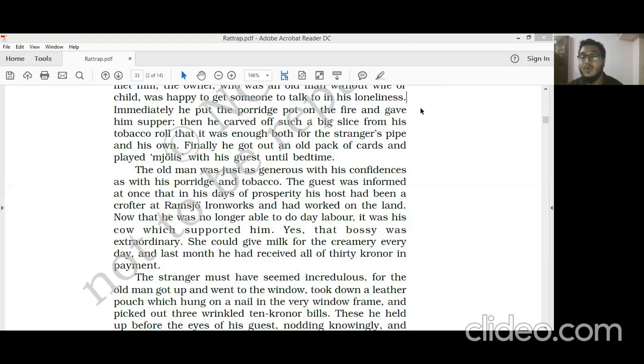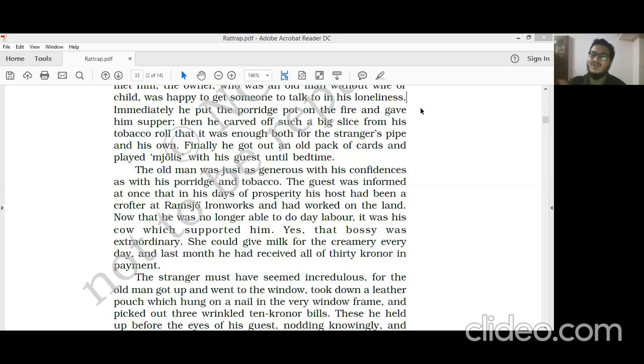So he had worked on the land. Now he was no longer able to do day labor. He has become so old, he cannot work for day labor all along the day. So it was his cow who supported him. He had a cow and that helped him. Yes, that Bossy was extraordinary, meaning that cow was extraordinary, that gave sufficient milk. She could give milk from the creamery every day.